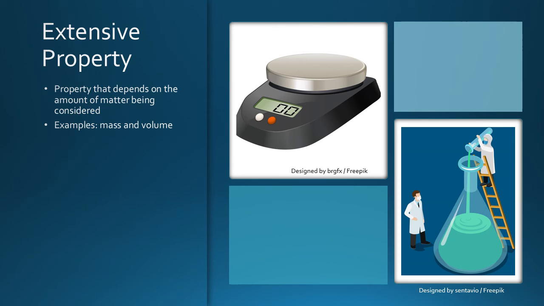Properties of matter can also be classified as extensive or intensive properties. An extensive property is a property that depends on the amount of matter being considered. If I'm weighing a brick of gold and I remove some of the matter or some of the gold, then the mass is going to go down. So mass is an example of an extensive property. If I have 100 milliliters of water, but then I add more water to it, the volume will increase. Volume is another example of an extensive property.